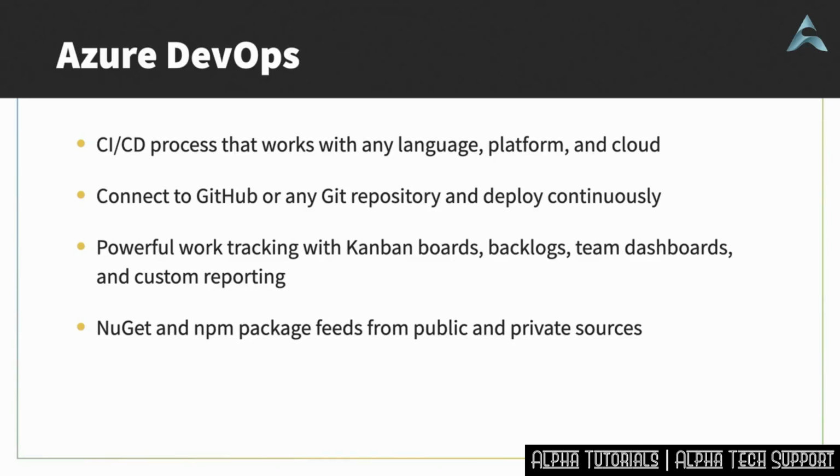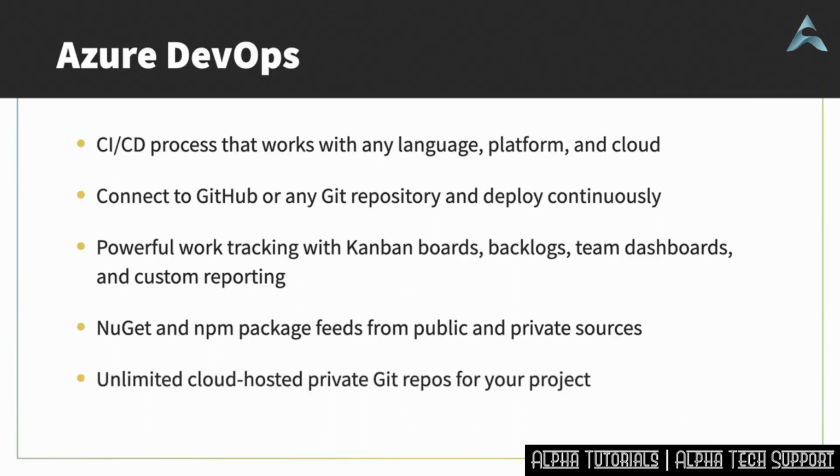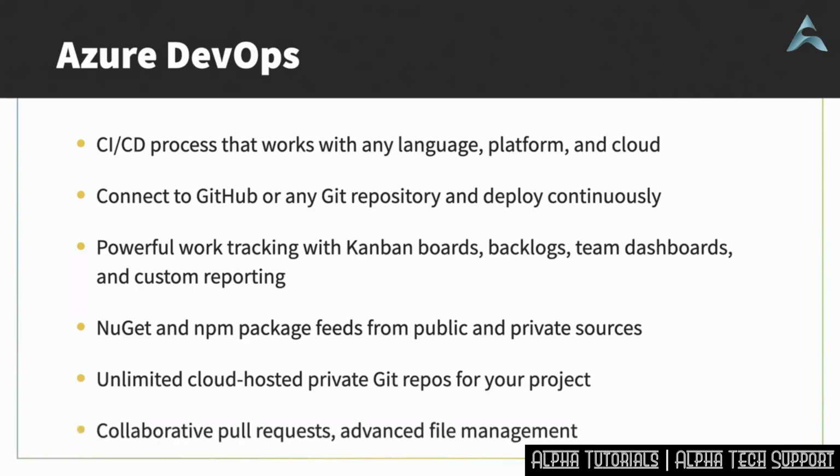So you can also, with Azure DevOps, create a private feed that is NuGet compatible or NPM compatible, for when you're building your application and you need to get some packages from the public source of NuGet or the public source of NPM. You can also do that. And you have unlimited cloud-hosted private Git repos for your own project, so there are no limits on that. And of course, we have all the cool Git features like advanced file management, commits, pull requests, push, pulls, you name it. All of that is there and it is supported by Azure DevOps.